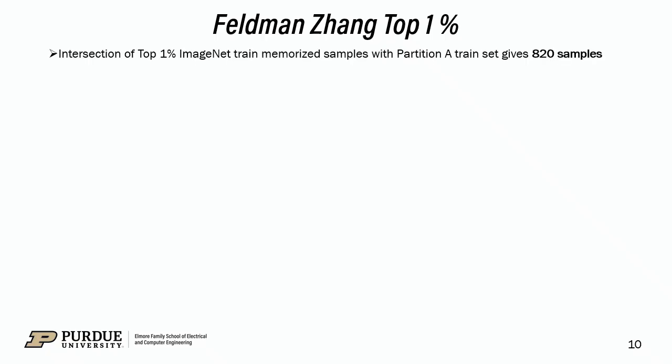We take the top 1% memorized samples with the pre-computed Feldman-Zhang scores, and we intersect that with our partition A training set, which gives us 820 samples. We also perform a binomial test, which is a paired test, to show that for each sample, the cumulative sample loss is lower with focal than with the standard one, and the details are provided in the appendix. So out of 820 samples, I think we see 819 samples showing this effect, showing that focal is also effective for the top 1% memorized samples.